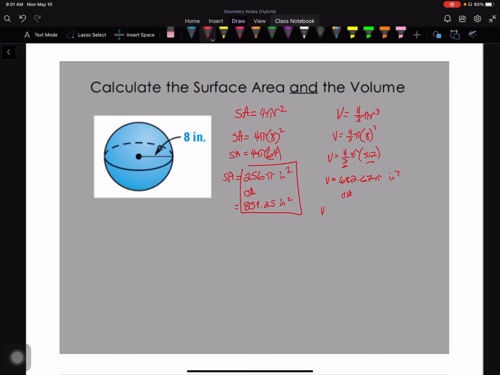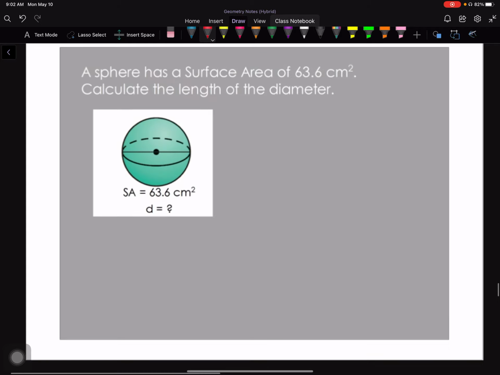So in this case, I would probably prefer you just to take 682.67 times 3.14, because we already have a decimal number in front. It doesn't really look that nice to have a decimal and pi. But if you take 682.67 times pi, you get 2,144.66 inches cubed. So that would be my preferred one. But you can see here, if you know your radius, pretty straightforward.